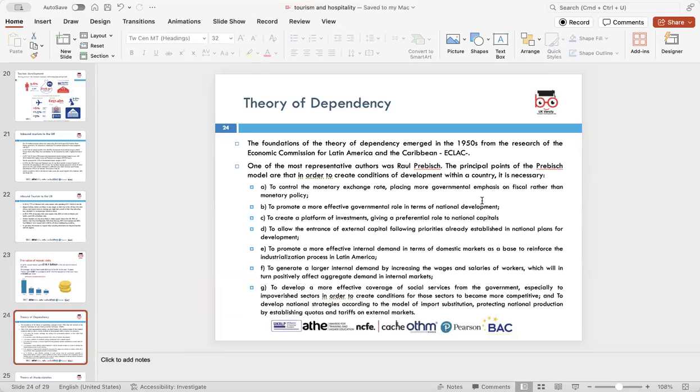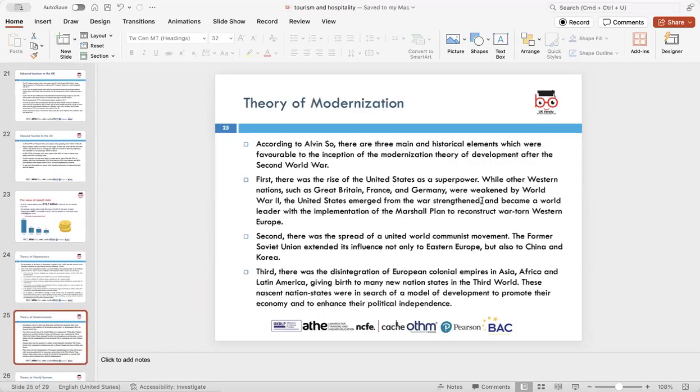This model also encourages controlled inflow of foreign capital, ensuring alignment with national development plans by bolstering domestic demand, wages, and salaries. The theory suggests a country can drive industrialization and build a competitive workforce.